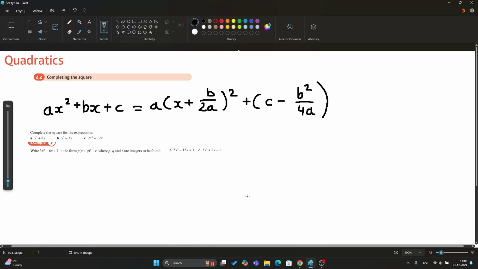Hello and welcome to topic number 2, which is completing the square. We're continuing on that chapter, which is quadratics.